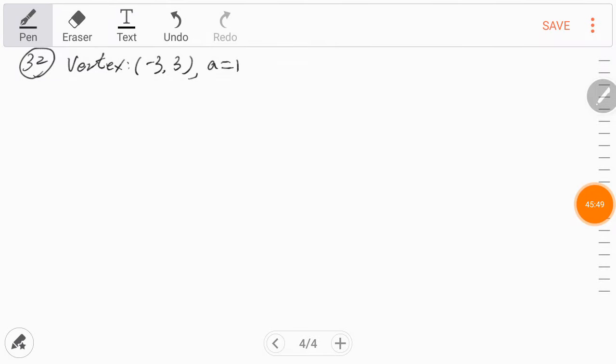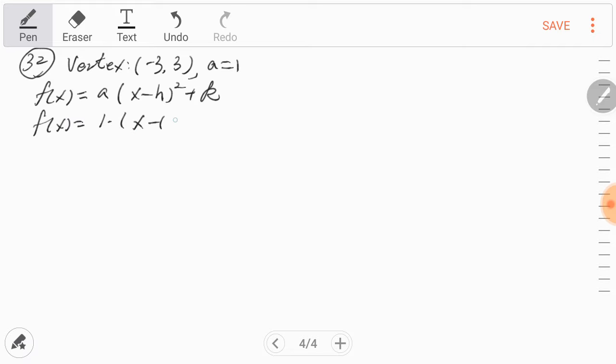Okay, this exercise 32. Vertex is given and a value is given. All right, then let's find the quadratic equation in vertex form. So f of x is equal to a times x minus h squared plus k. And h value is what? Okay, a is 1, so we can plug in 1. And x minus h is x plus 3 squared plus 3. So finally, f of x is equal to x plus 3 squared plus 3. Pretty simple, this one.